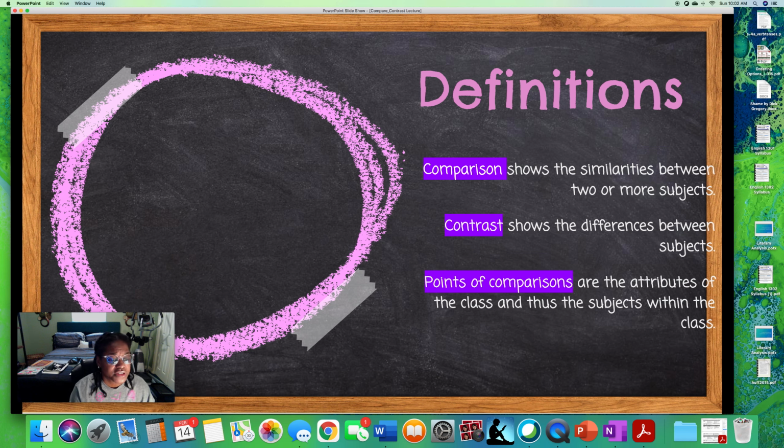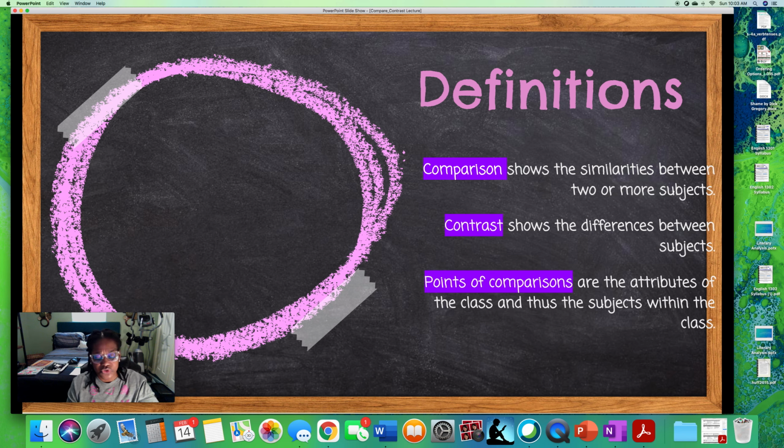There are several words that you're going to have to know the definition of. The first thing is actually what a comparison is, how it relates to contrast, and then what are points of comparison. Comparison is something that shows the similarities between two or more subjects. Usually those subjects are not too dissimilar so that they do have some things that they have in common, right? Contrast is going to show the difference between two subjects, and the same thing goes for contrast as well.